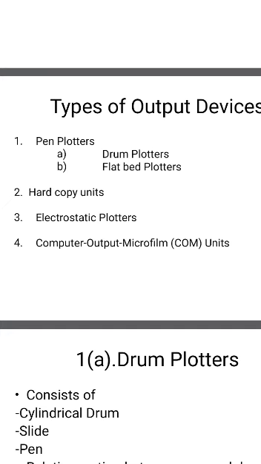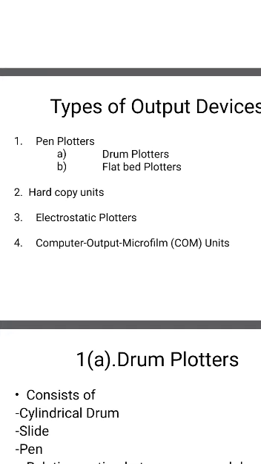Next, what is a flatbed plotter? In this, the paper on which the design has to be made is prepared and fixed over a rectangular flatbed table. Like our drawing sheet, which we put on a table and draw on. That is called a flatbed plotter. We all draw on drawing sheets on a table, so this is also like that. The paper is spread and fixed over a rectangular flatbed table.